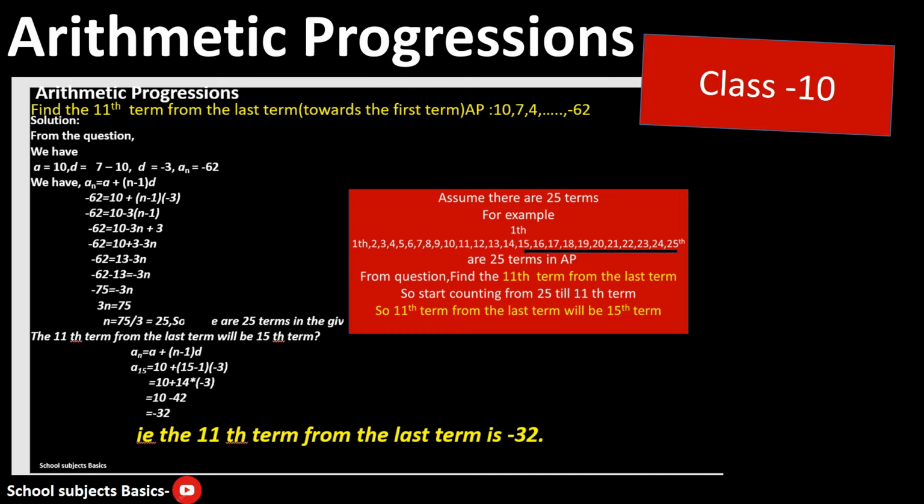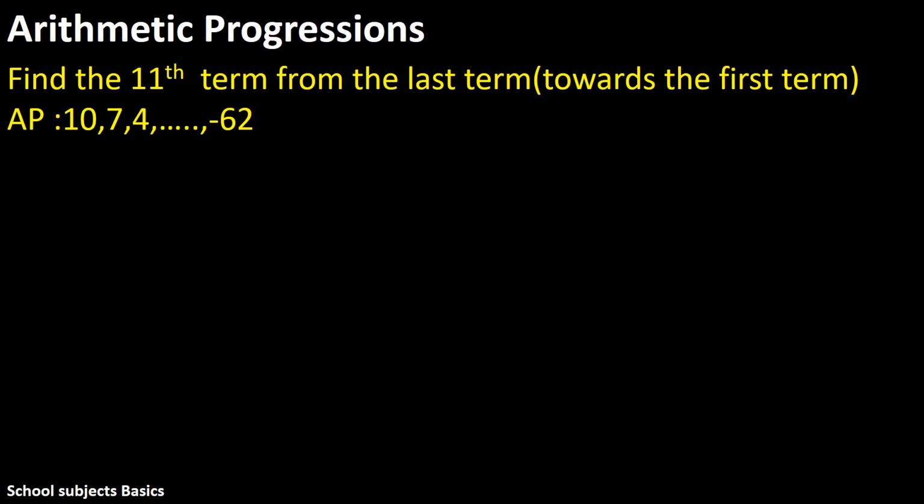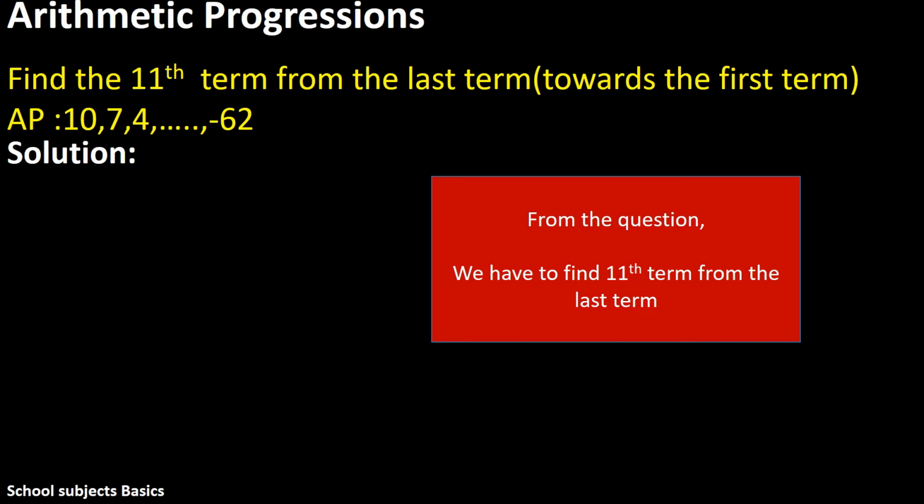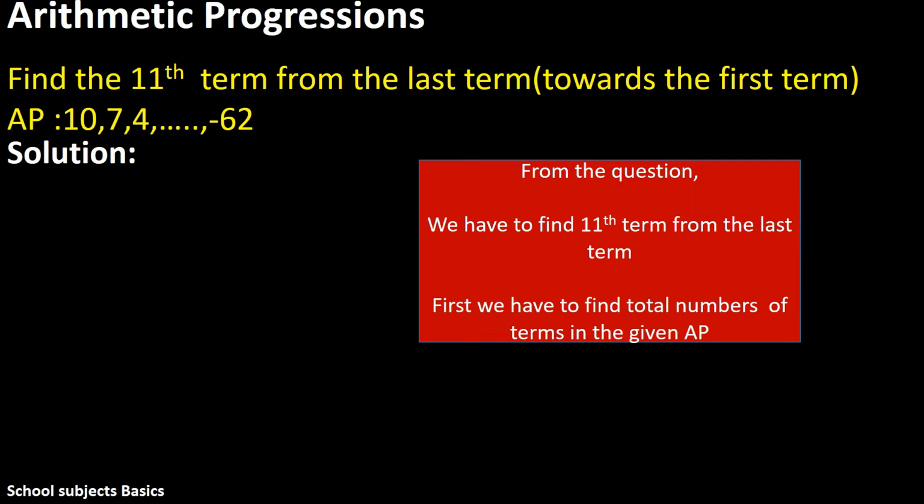Find the 11th term from the last term towards the first term of the given AP, that is 10, 7, 4 till minus 62. If we read the question once again, we have to find the 11th term from the last term, counting towards the first term, in the given AP 10, 7, 4 till minus 62. So we first have to find the total number of terms in the given AP, since the total number is not given here. So let's go into the solution.